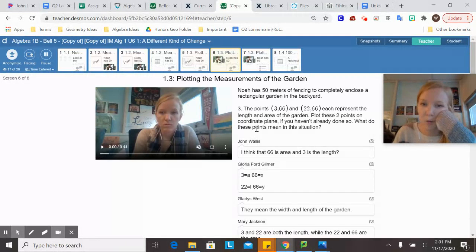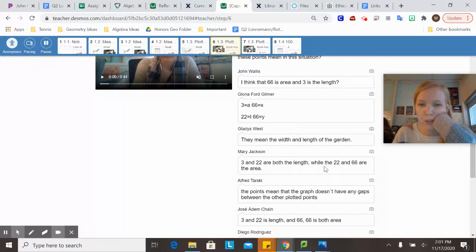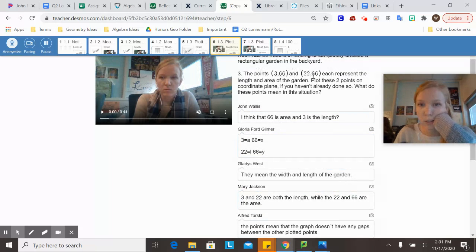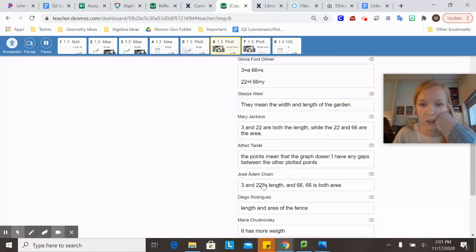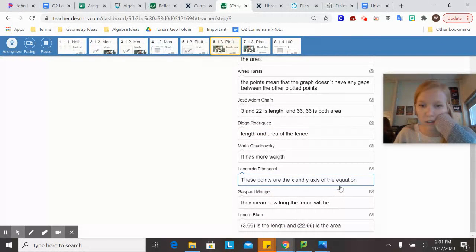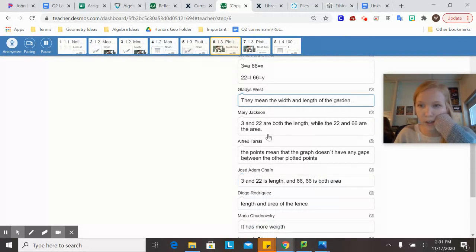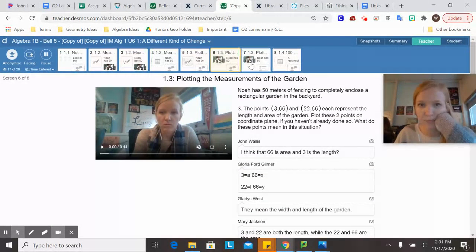Okay, so here I'm going to ask what do 3, 66 and 22, 66 represent? The length and the area. This one is pretty close to being perfect, where 3 and 22 are both the length. So those are your x coordinates, that's true. And then they probably meant both 66s would represent the area, which is true. Okay, good. 3 and 22 is length, 66 is the area. So those 2 that I just pointed out are going to be the most accurate.